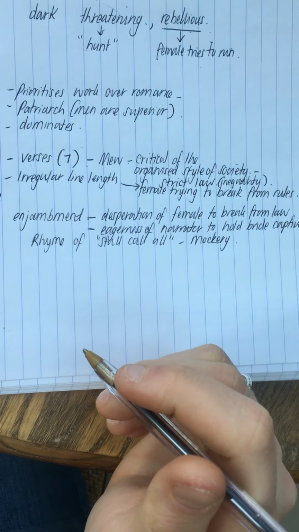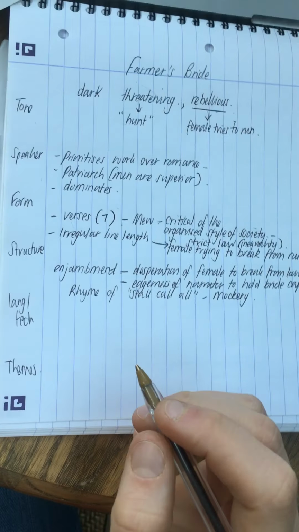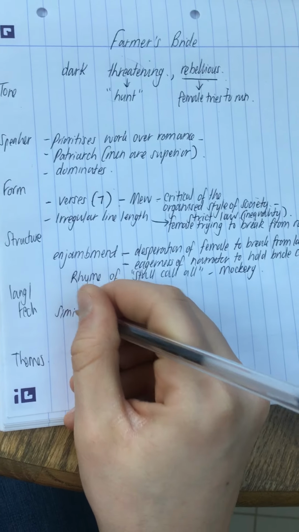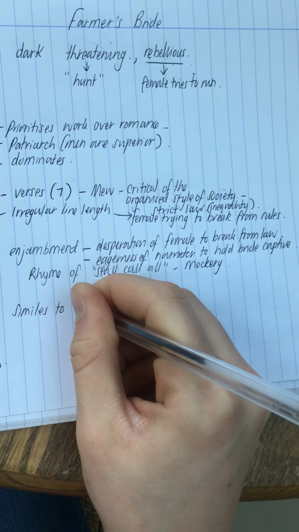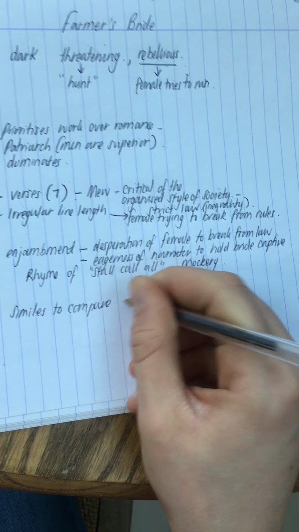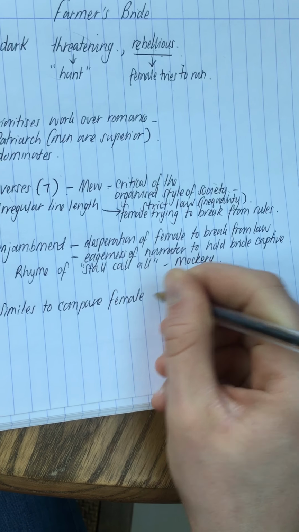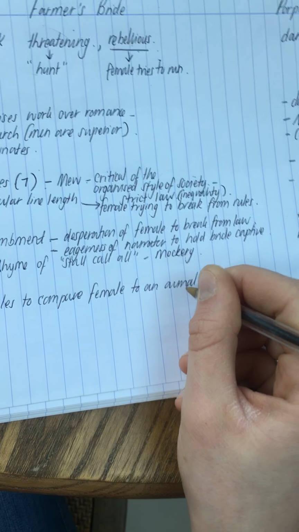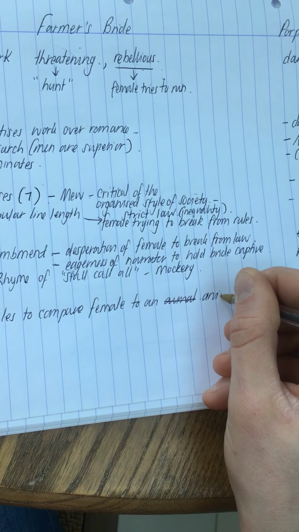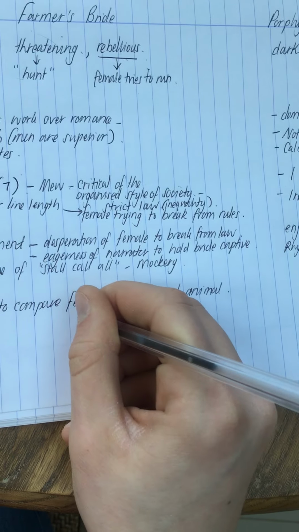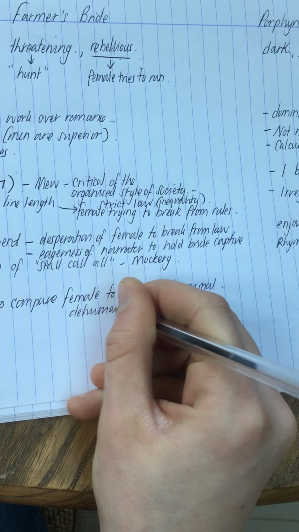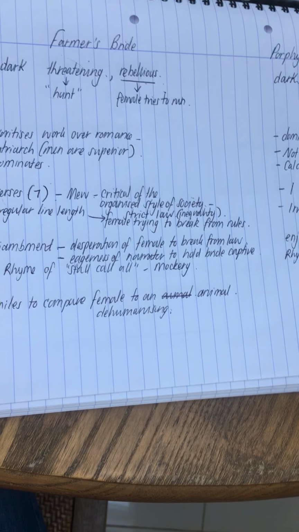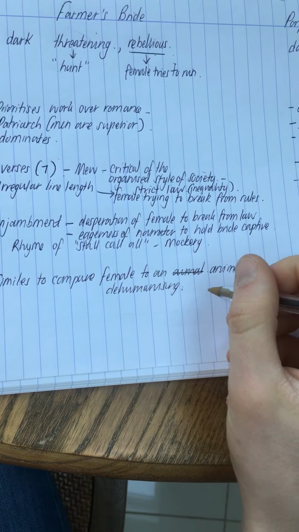Now the language and techniques. So let's start with Farmer's Bride. We have loads of similes used to compare the female to an animal, which shows, oh, what on earth is that word? To show that maybe he's dehumanizing her. Maybe to make it feel a little bit easier that he can hunt for her like that. So he's not actually treating her as a person: dehumanizing her.